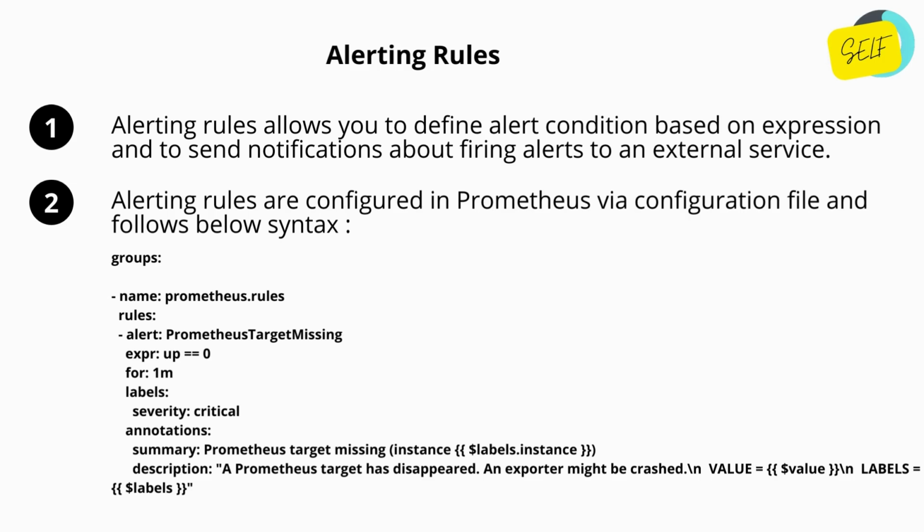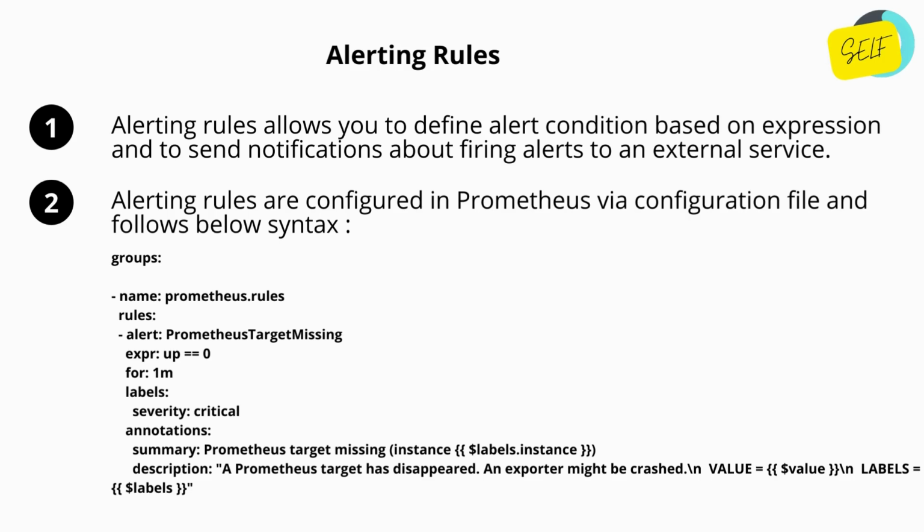Now the next thing is alerting rules are configured in Prometheus via a configuration file and follow the below syntax. As you might have already noticed in the last lecture, where we were learning about the Prometheus configuration file, there was a section where we were passing the rule files, right? Where we mentioned the alerting rule YAML file and then the recording rule YAML file. So that's where we reference our alerting rule files, and whenever that configuration is evaluated, our alerting rules are also evaluated as per the scheduled interval.